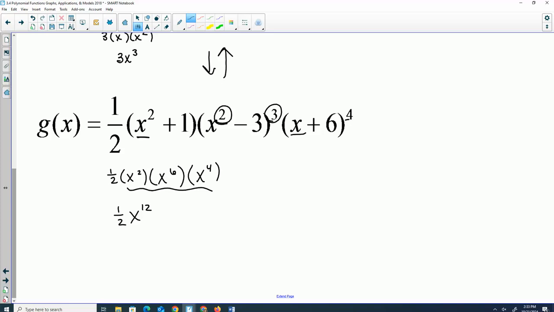I have a positive 1/2 in front. An even degree tells me what? Both ends are going up. It's a positive 1/2, so does it flip? No. So end behavior is up, up.